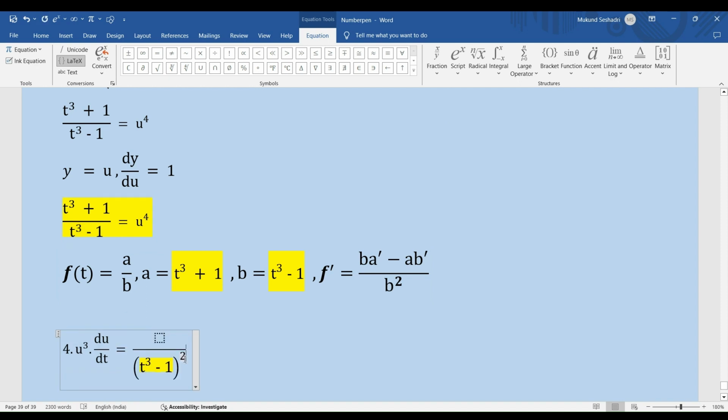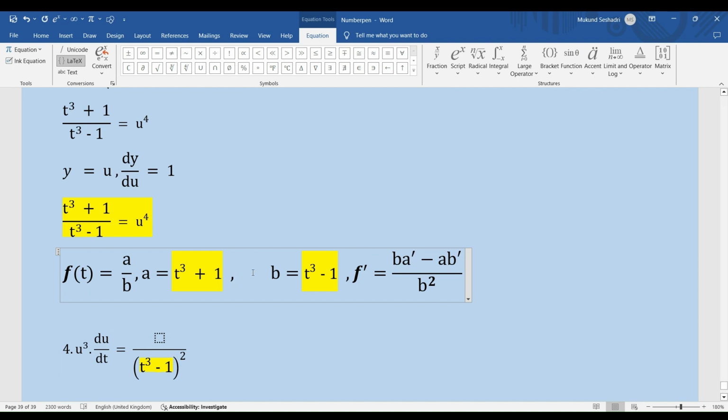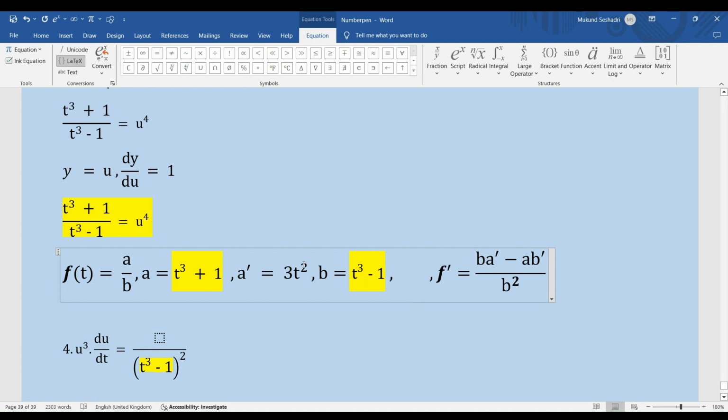And then I have my a and b with me, but I will have to figure out what is my a dashed and b dashed, right? And what is my a dashed? My a is t cube plus 1, so my a dashed is nothing but 3t square, right? And what is my b dashed? My b is t cube minus 1. So what is my b dashed? My b dashed is again 3t square.